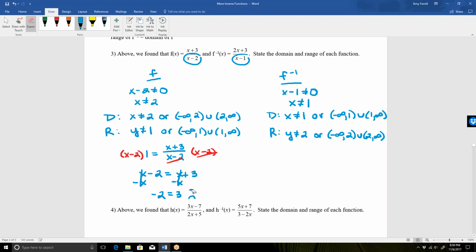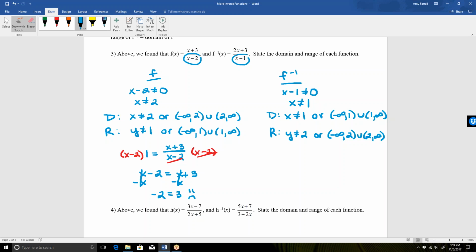So when y is equal to 1, I end with a contradictory statement. Negative 2 does not equal 3. So that is why 1 is not part of the range. The range would be all real numbers except for 1. Any other number I would plug in on the left-hand side there, whether it be negative 10, whether it be 56, whether it be 2/3, I will be able to solve for x. The x's will not cancel out like they did.